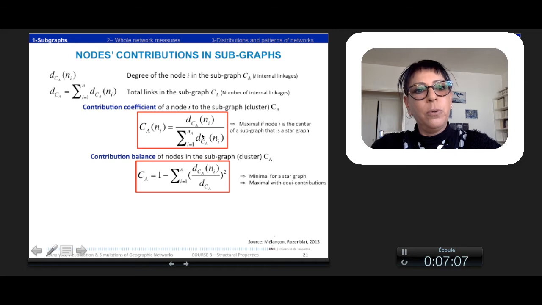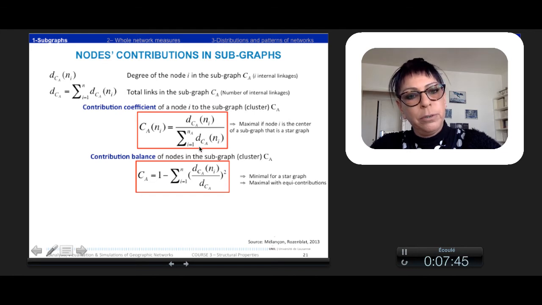Parallelly, we can also calculate the contribution of every node I to the subgraph or cluster A, taking into account this time the total links in the subgraph in each cluster. So the contribution of a node I to a specific cluster will be the degree of the node I in the cluster divided by all the degrees in the subgraph in the cluster. So the maximum here is if the node I is the center of the subgraph, that is a star graph.